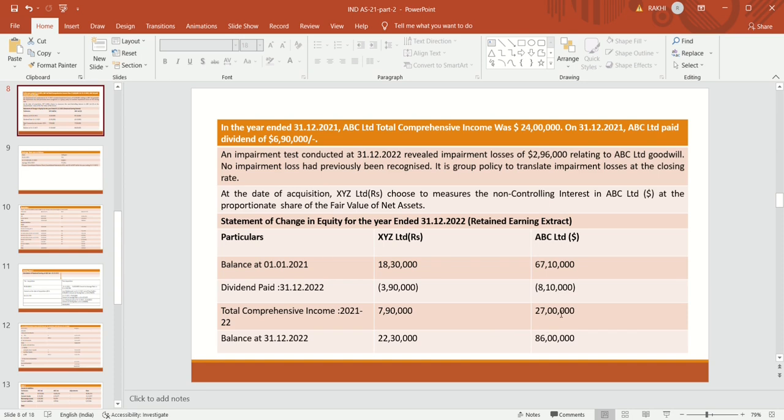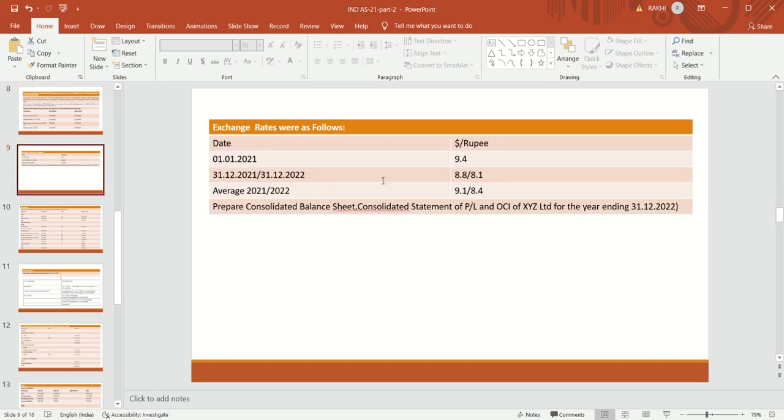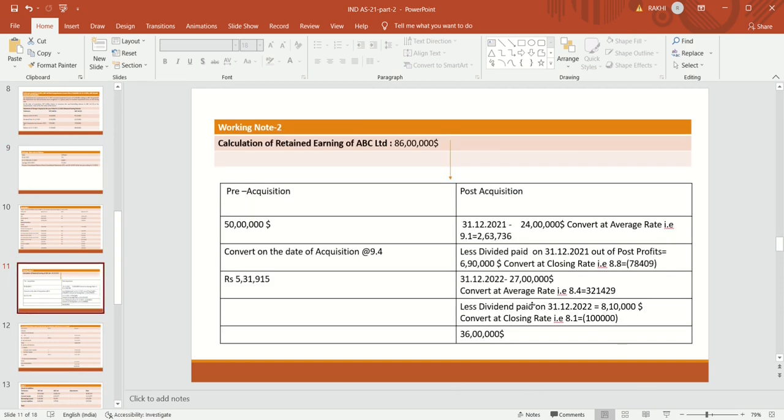So we will convert that by taking the average rate and by taking the closing rate. That is the closing rate on 31st 12/2022 is 8.1 and average rate is 8.4. This comprehensive income of 27 lakhs is to be converted at average rate and dividend paid is to be converted at closing rate. So this is to be converted.